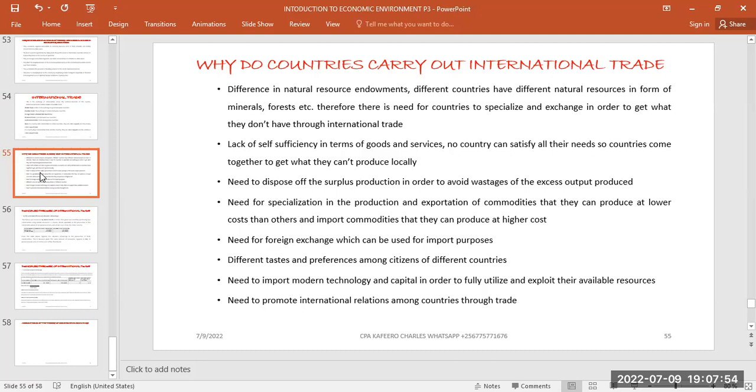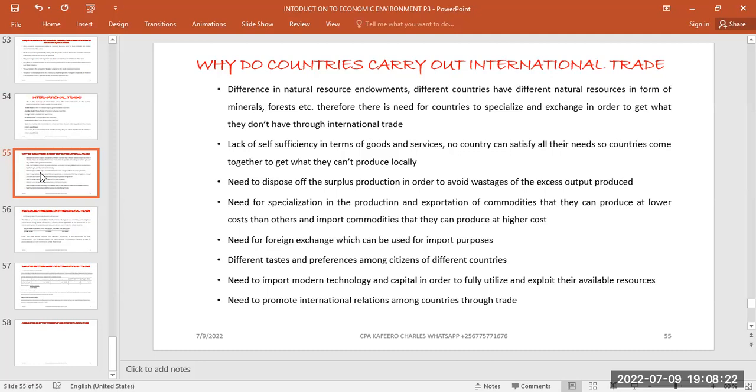And when you look at it, you make sure that you summarize by saying that countries with different resources need to specialize in whatever they can produce at a very low cost, and they import what they can't produce at a low cost. That's all about the difference in natural resource endowment.